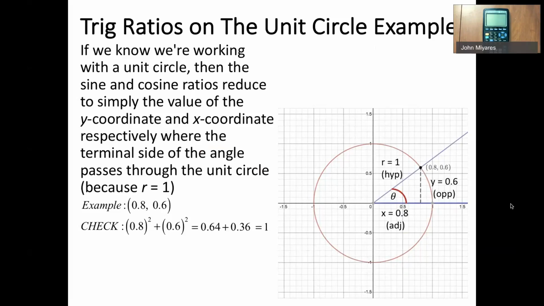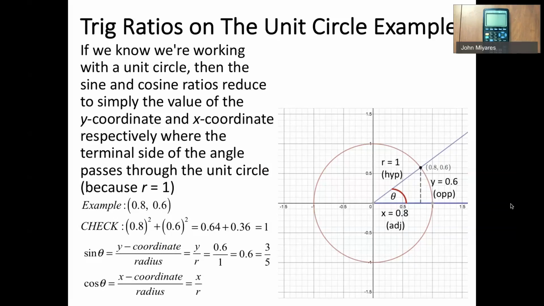Now we'll calculate out the sine and the cosine. The sine of theta, which we know to be the y-coordinate over the radius, or the opposite over the hypotenuse, looks like 0.6 over 1, which we can leave as 0.6, or we can turn into the fraction 3/5. The cosine of angle theta, which we normally compute as x over r, or adjacent over hypotenuse, will be 0.8 over 1, or just 0.8, and we can turn that fraction into 4/5.